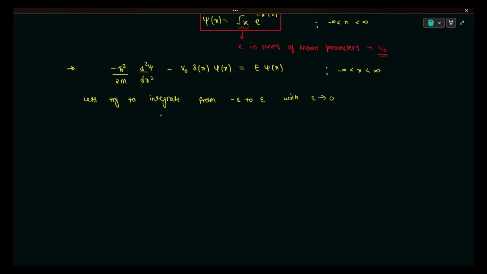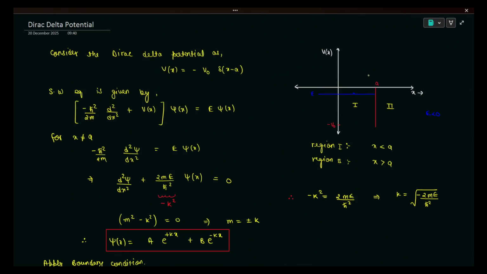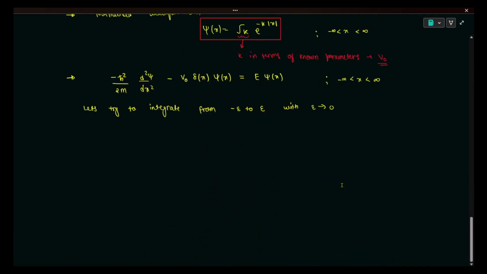Okay, so let's try to integrate the above Schrödinger wave equation from minus epsilon to plus epsilon with epsilon tending to 0. So what I am considering here in this particular region, this is a minus epsilon and this is a plus epsilon. In our particular case this a will be 0, so from minus epsilon to plus epsilon, in that region I am trying to integrate the Schrödinger wave equation.